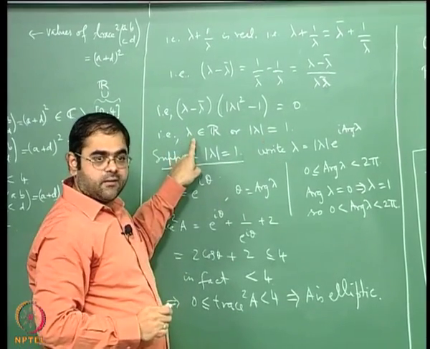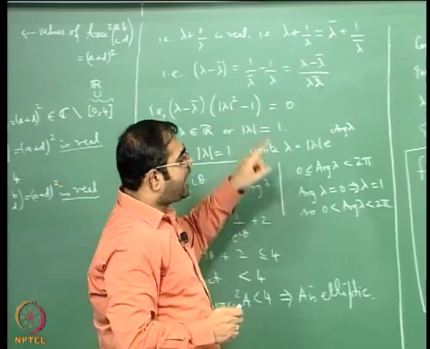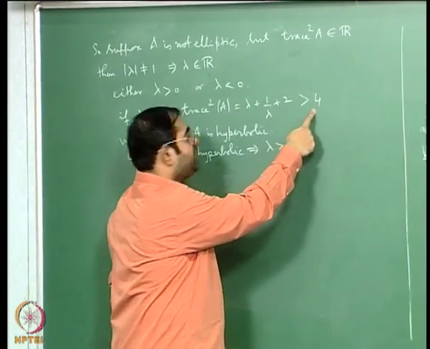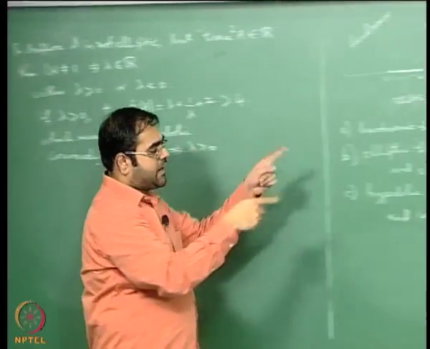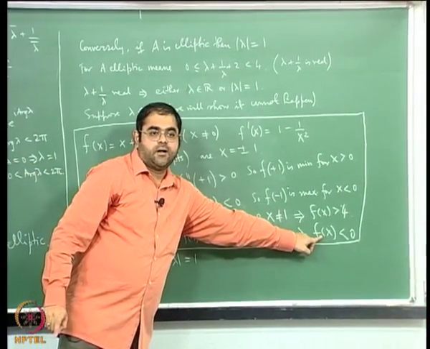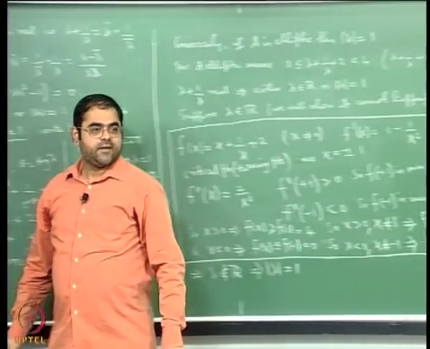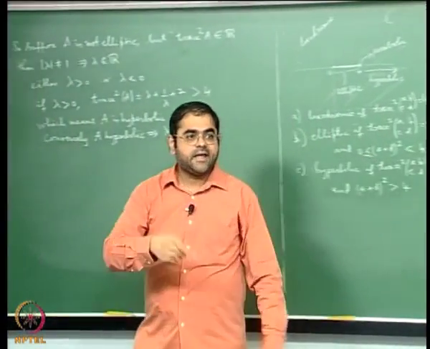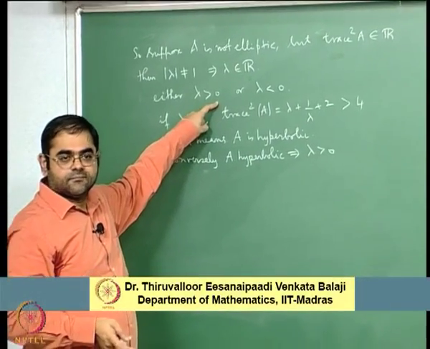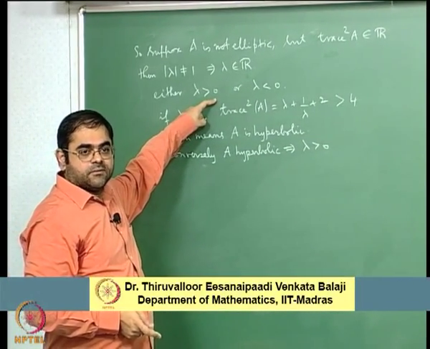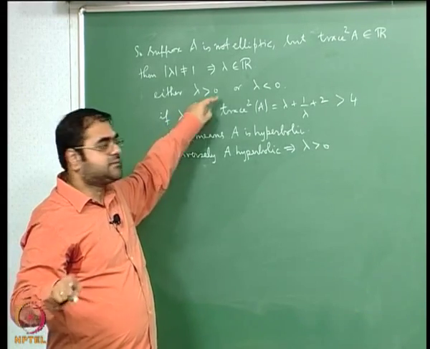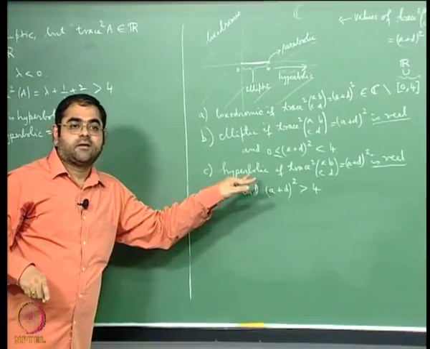So lambda has to be real, and given the hyperbolicity condition that lambda plus 1 by lambda plus 2 is greater than 4, lambda has to be positive, because if lambda is negative, lambda plus 1 by lambda plus 2 is negative. So the condition that A is hyperbolic is controlled by lambda being real and positive. So z going to lambda z should have the property that lambda is real positive, that is the condition for A to be hyperbolic.